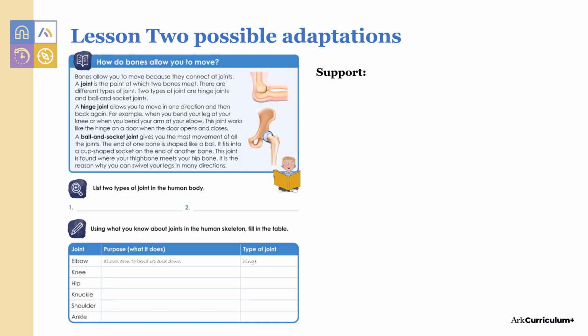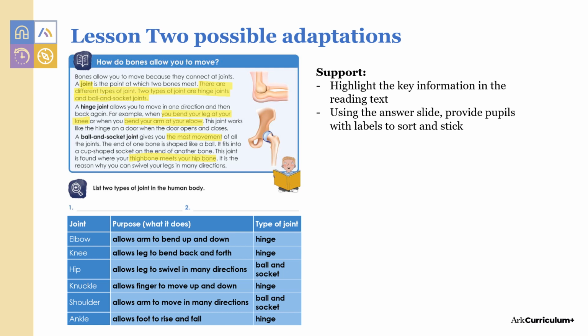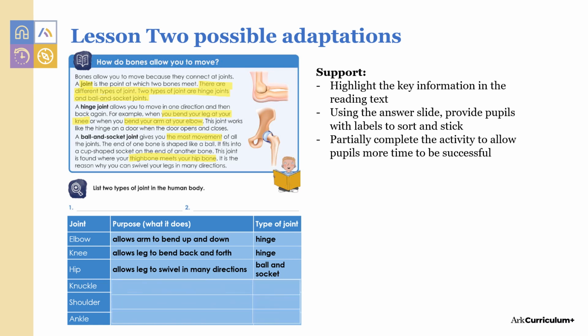In lesson 2, you can see there is a read section with a retrieval activity and then a write activity. To support pupils here, you could highlight the key information in the reading text. Using the answer slide, provide pupils with labels to sort and stick. This is a demonstration of them already being stuck in. Or partially complete the activity to allow pupils more time to be successful.